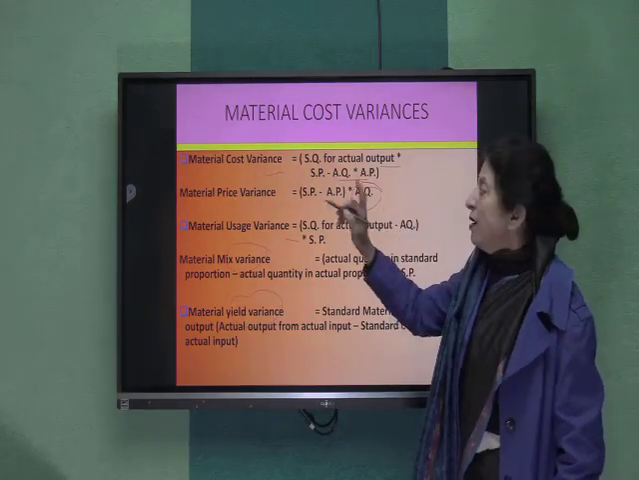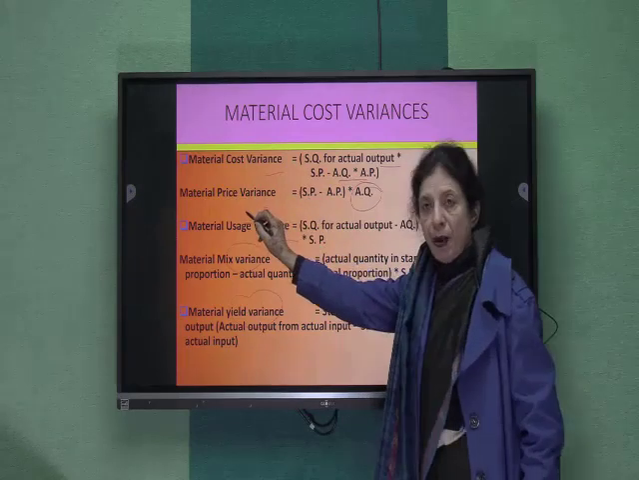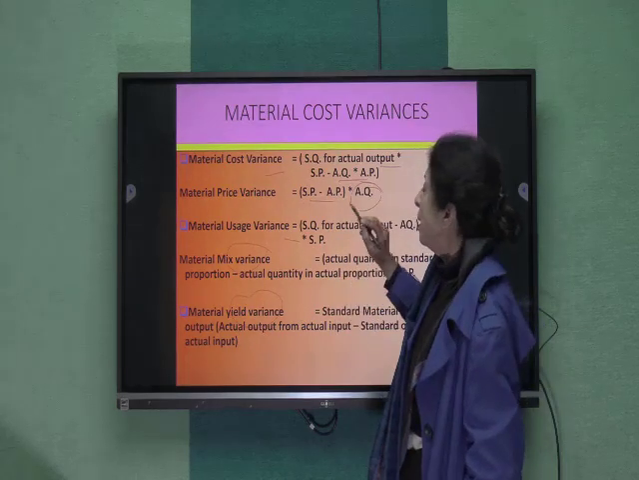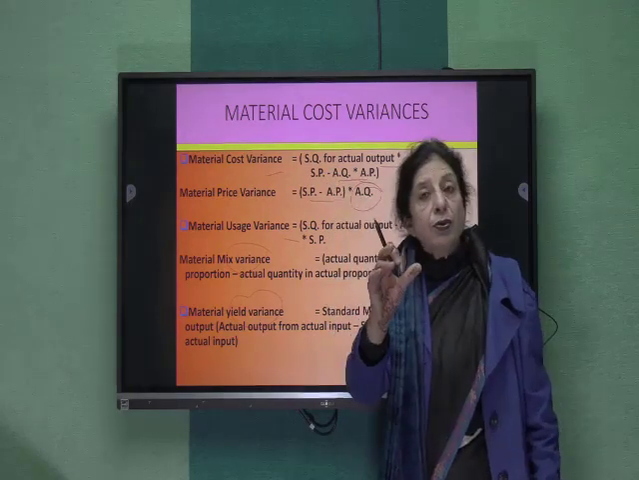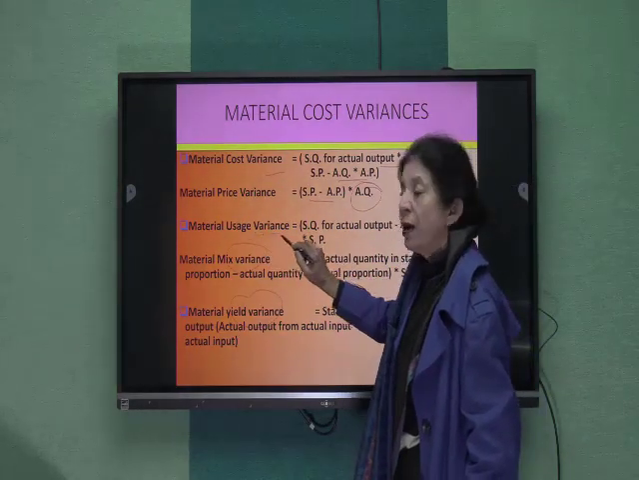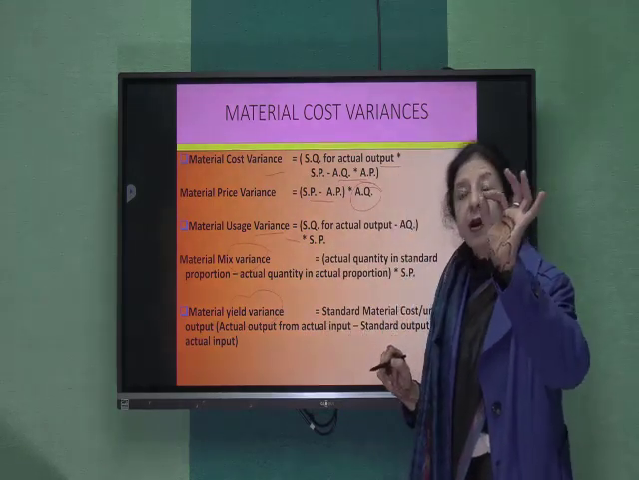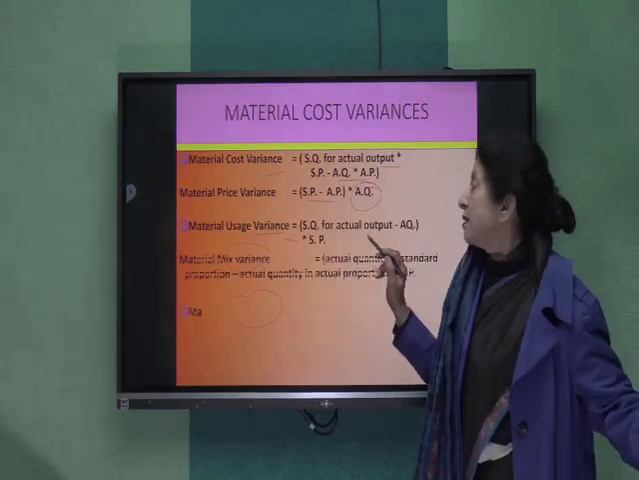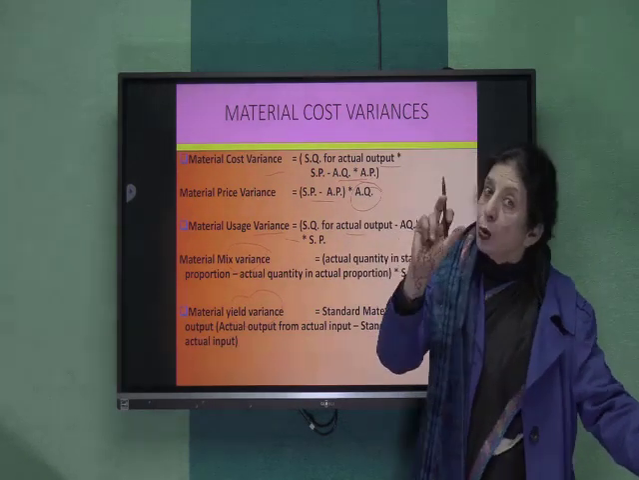Another important point: whatever the name of the variance, remember that has to be subtracted. Here it is the price variance and therefore the two prices are subtracted, that is the standard price minus the actual. Here the cost variance is there, therefore the two costs are subtracted, that is the standard cost for the actual output minus the actual cost for the actual output. Here the name is the usage variance. If it is a usage variance, then the two quantities have to be subtracted, and remember again, it has to be the standard quantity for the actual output minus the actual quantity. Again, the output is the same.